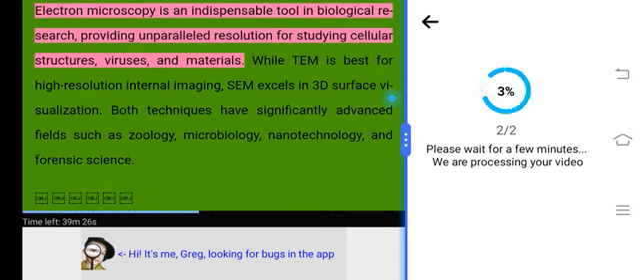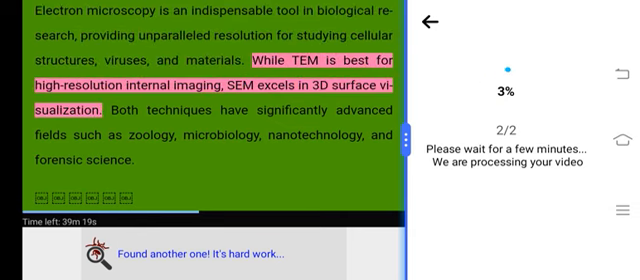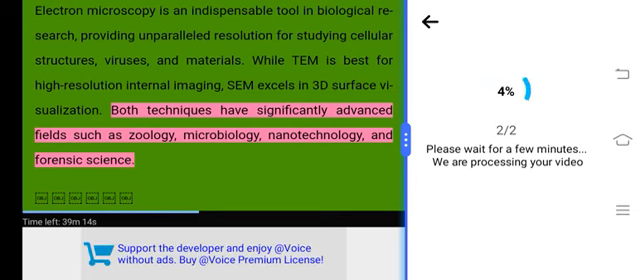Conclusion. Electron microscopy is an indispensable tool in biological research, providing unparalleled resolution for studying cellular structures, viruses, and materials. While TEM is best for high-resolution internal imaging, SEM excels in 3D surface visualization. Both techniques have significantly advanced fields such as zoology, microbiology, nanotechnology, and forensic science.